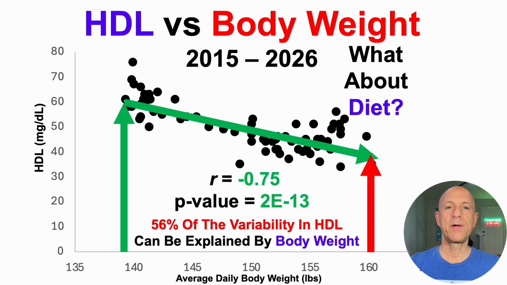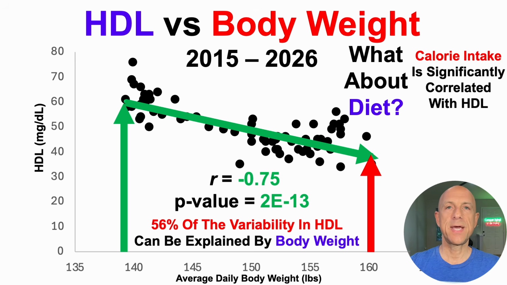But what about diet? And can we do better than just 56% of the variability? Can we get closer to identifying what may be the recipe for optimizing HDL, at least in my case? Within that context, calorie intake is significantly correlated with HDL, and we're going to take a look at that in a minute. But I just want to mention that these are just two of the correlations for HDL that I'm looking at in this video.